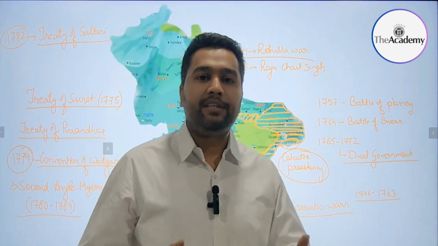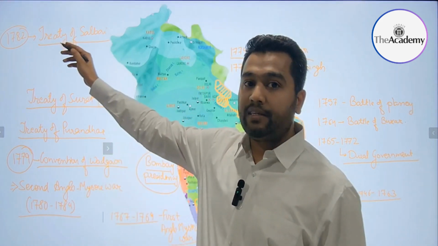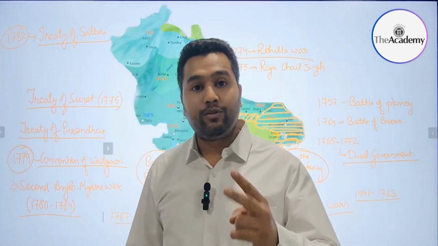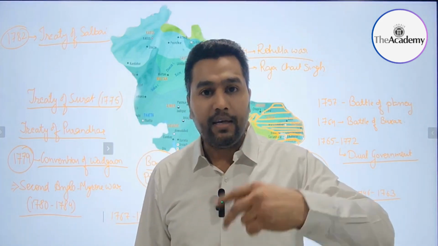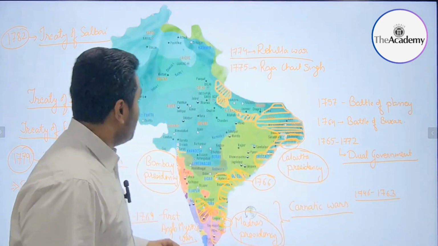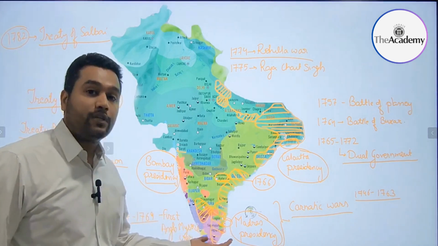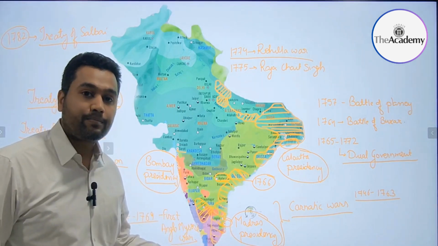It was much due to the intervention of Mahadaji Scindia that the Treaty of Salbai was signed in 1782, and it led to friendship between the Marathas and the English. And it is this friendship that enabled the English to focus on the south.